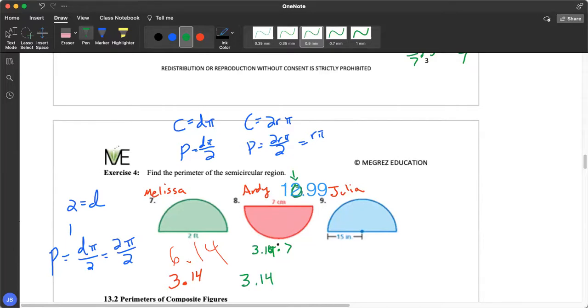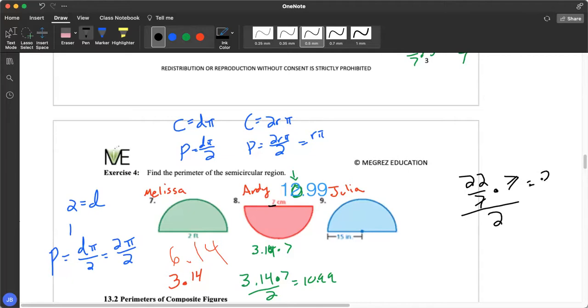10.99. So this one, right, this might be a good one, because Andy did 3.14 times 7 divided by 2, and he got 10.99, which makes sense. When I was looking at it, I thought 12 was off because I used this one. If we had 22 over 7 as our pi times the diameter, which is 7, and then divide all of that by 2, these 7s cancel, and that gives me 22 on the top divided by 2, which is 11. And so 10.99 is really close to 11. So that's how we know that this is good.